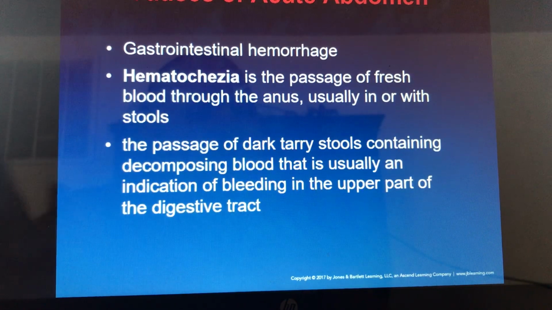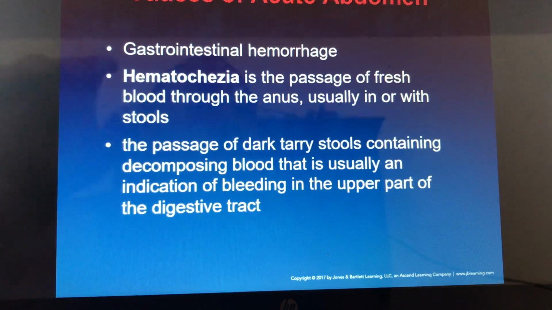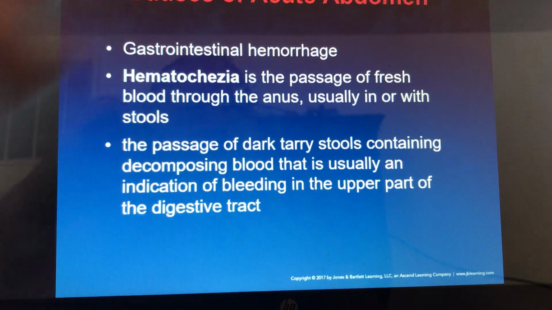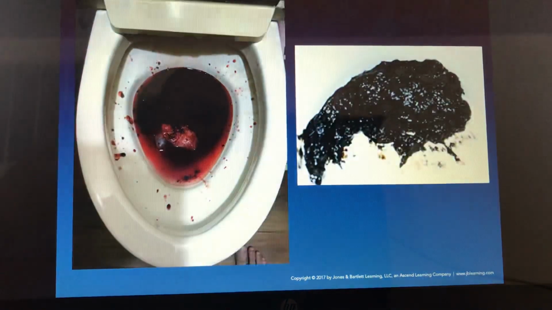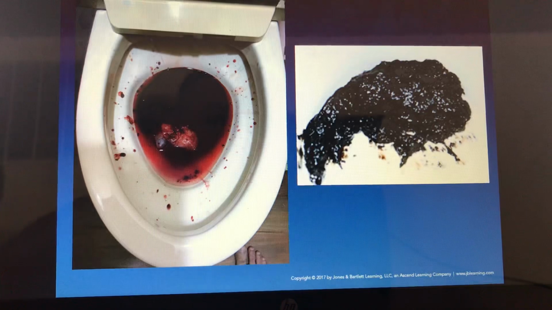If you ever wind up putting your hands in it, which hopefully you never do. But with that being said, that's more of an upper GI bleed. That shows that there's signs that there has been digestion done to the blood itself. So therefore, it has gone through the stomach, into the duodenum, into the small intestines, and been digested out. Gross, I know, but this is what you're looking at.